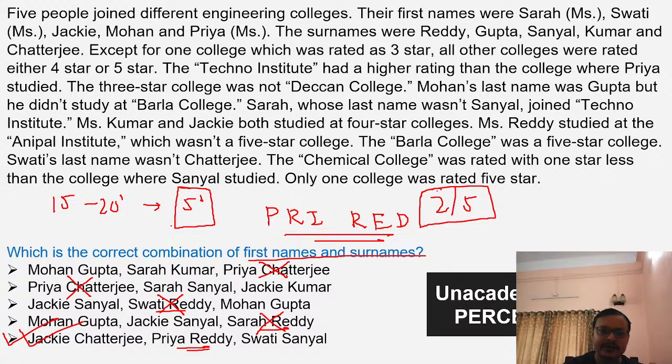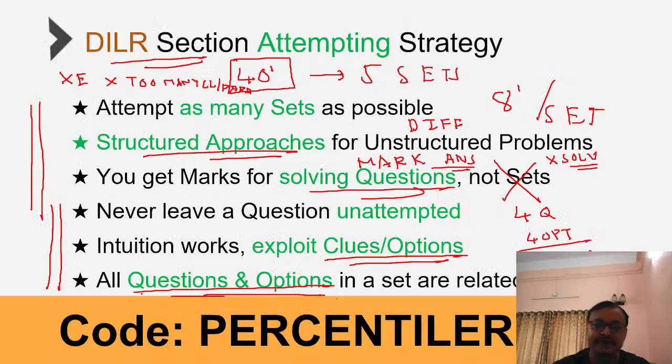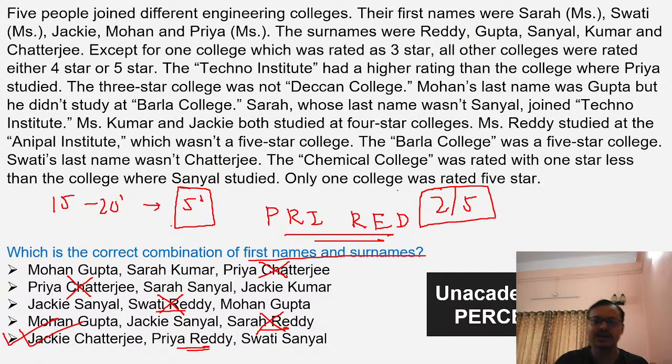And this is where the beauty of this exam lies. Even if you are not able to solve the set, you can still get your marks by marking the correct answers. All you need to do is focus on what will get you marks, that is focusing on the questions that are there in the set. So that is how we get the second answer, that is Priya Reddy. Using the Priya Reddy clue, we get the combination of first name and surnames: Jackie Chatterjee, Priya Reddy, and Swati Sanyal.